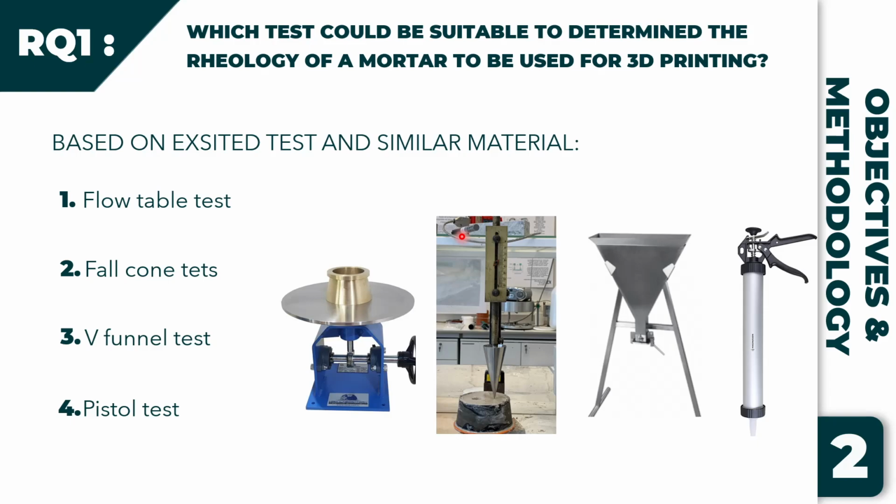The first question, I have to choose the test based on the existing material. So I will choose the flow table test, the cone test, the V-funnel test, and the piston test.